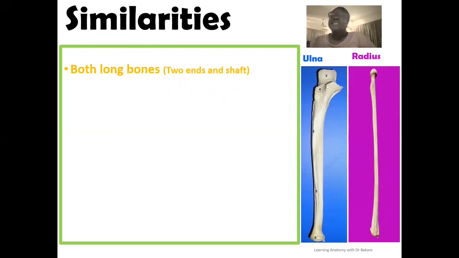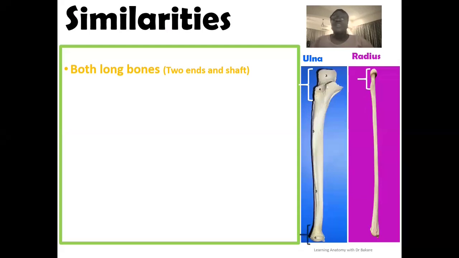And long bones are generally seen to have two ends, and in between the two ends, we have the shaft or the body. So for the ulna, this is one of the ends, and this end is the proximal end because it is located at the upper region. Also on the radius, we have the proximal end, which is also highlighted here in white.